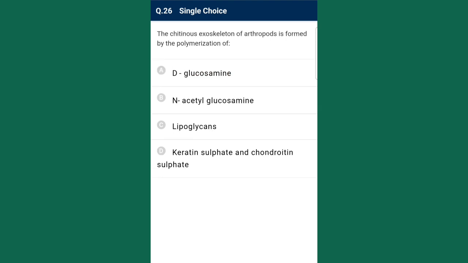Question number 26. The chitinous exoskeleton of arthropods is formed by the polymerization of. The chitinous exoskeleton of arthropods is formed by the polymerization of N-acetylglucosamine. So the correct option is B.